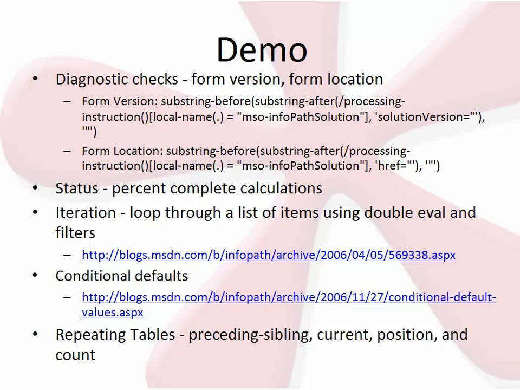We're going to do a little bit of iteration using a double eval statement. I'm going to show you a trick for conditional defaults, and we'll talk briefly about repeating tables. So I'm going to try to cram as much as I can in the next 15 minutes, and I'm going to go ahead and share out my desktop now.